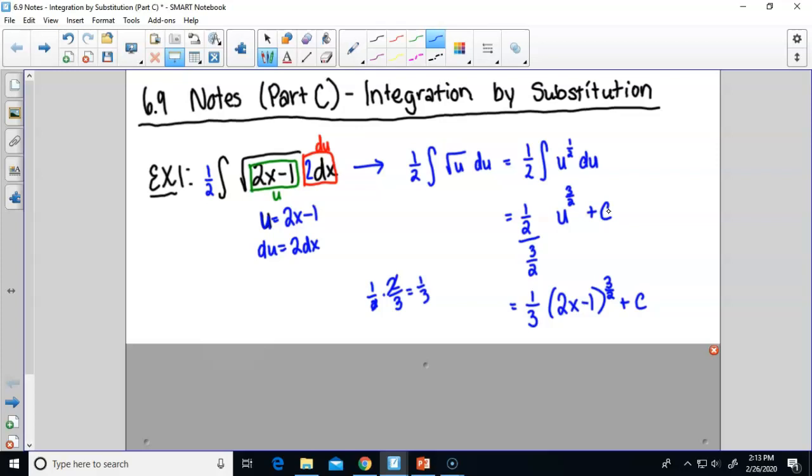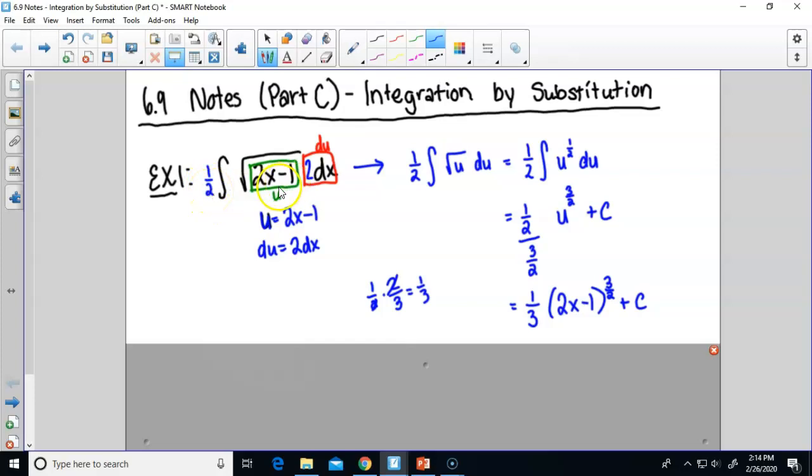So for this one, screen back on, you should use 2x minus 1 as your u. And then the derivative of 2x minus 1 is just 2. You put the dx with it. And so you have your dx, but you don't have a number with it, so you've got to put that 2 right there, and the 1/2 has to go out front to balance that out.